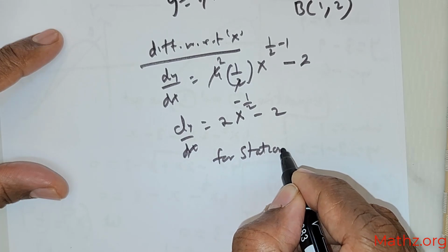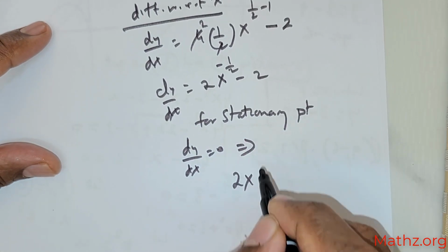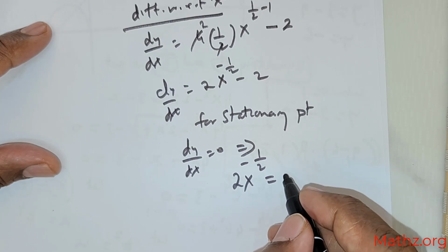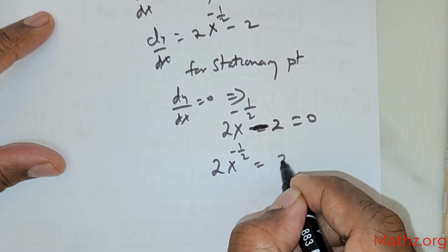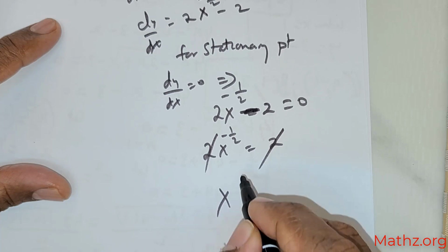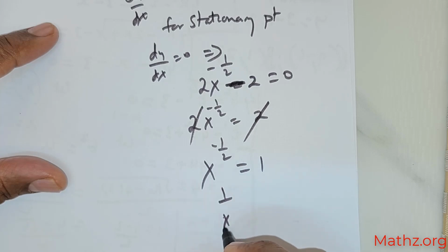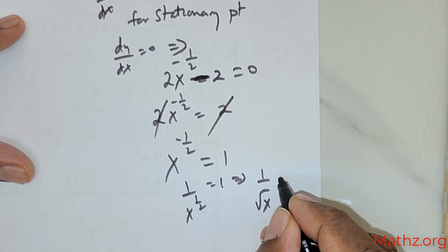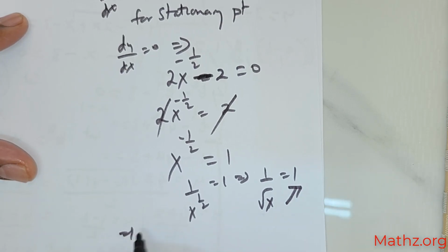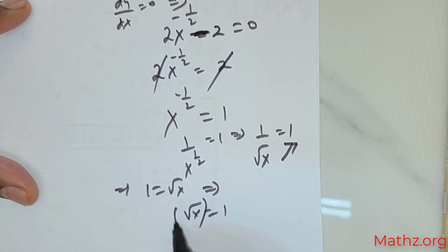Now for stationary point, what we have to do is take dy over dx is equal to 0. So this means 2 times x raised to the power of negative 1 over 2 negative 2 is equal to 0. So this means 2 times x raised to the power of negative 1 over 2 is equal to 2. 2 gets cancelled, you get x raised to the power of negative 1 over 2 is equal to 1. I can rewrite this as 1 over x raised to the power of 1 over 2 is equal to 1. This can be further rewritten as 1 over the root of x is equal to 1. So move this to the other side. This means 1 is equal to root of x. This in turn would mean root of x is equal to 1. So you square both sides. This will give you x is equal to 1.